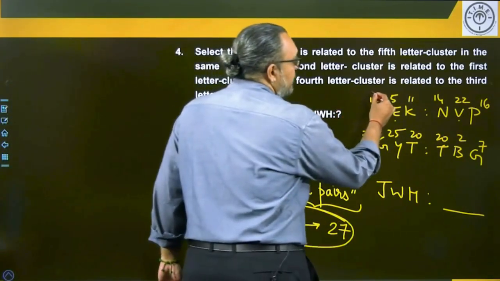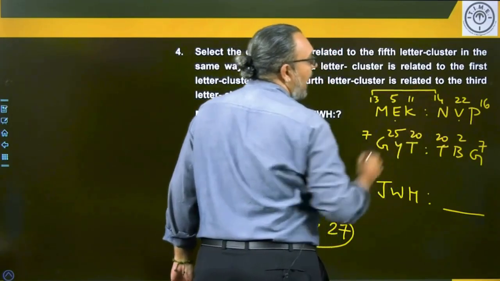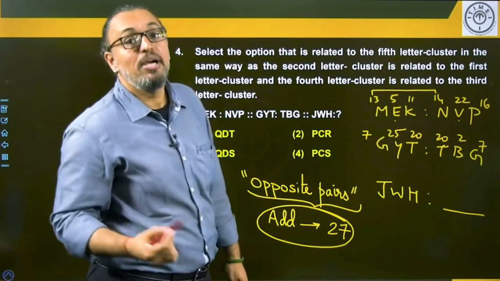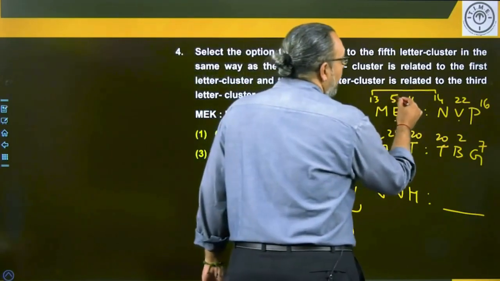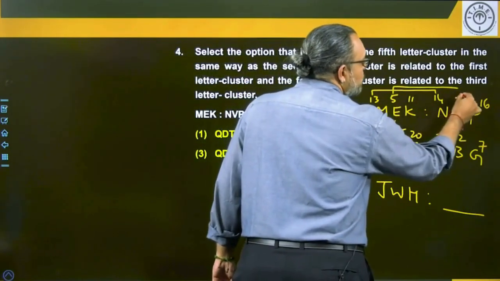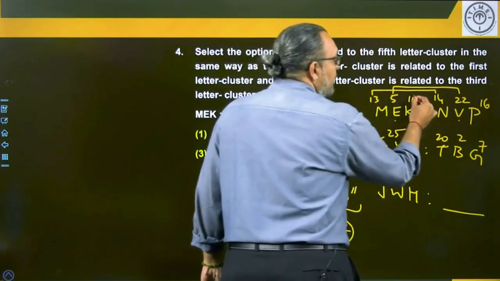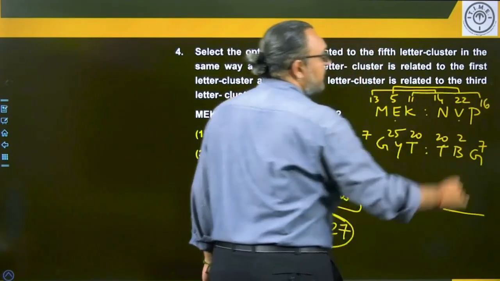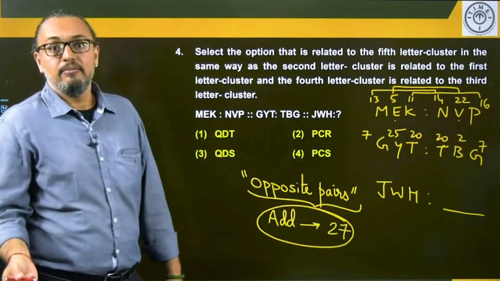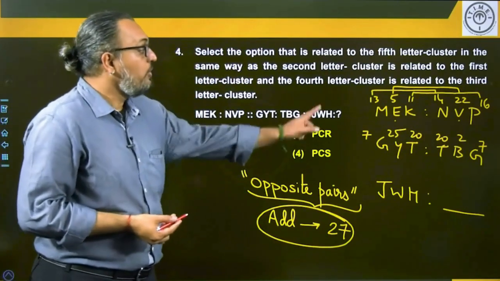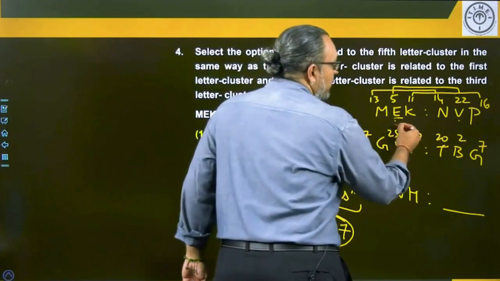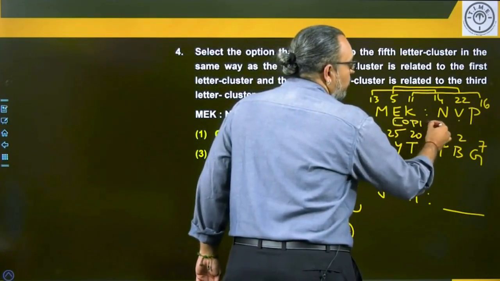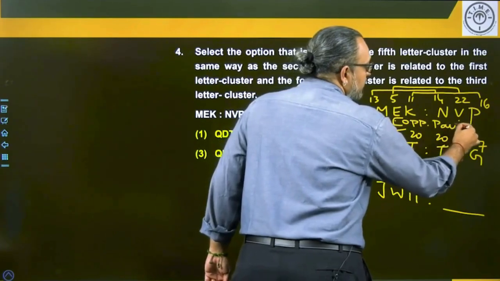See, here 13 and 14. When I add, how much will I get? 27. Here 5 and 22, 27. 11 and 16, 27. So when you are adding them, you are getting 27. So they are what we call as opposite pairs.